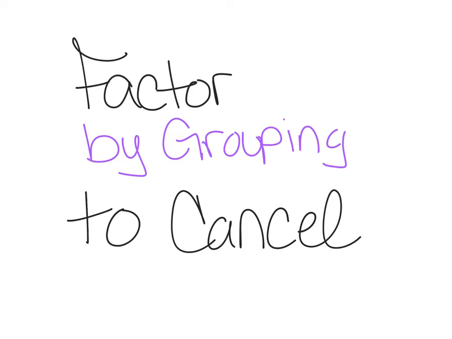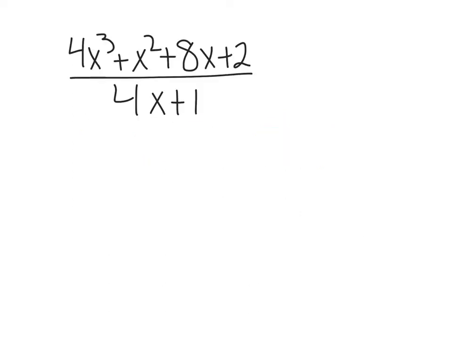Hey everybody, so we're going to be factoring to cancel out what's in the denominator, the bottom part. And we're going to do this by practicing our grouping since we are so awesome at it. So, here we go. Here's our first problem. We see we have a 4-term polynomial up top and a binomial on bottom.